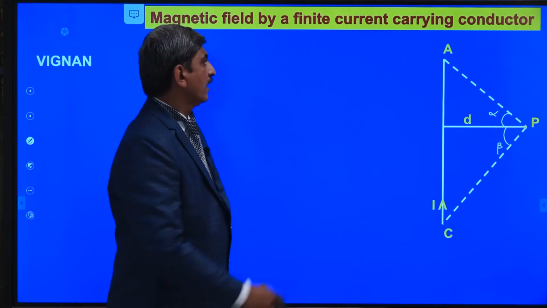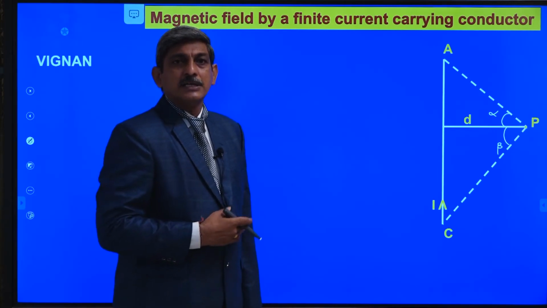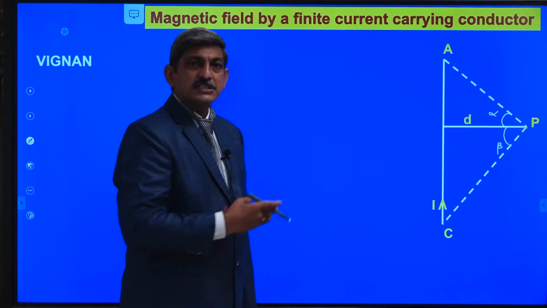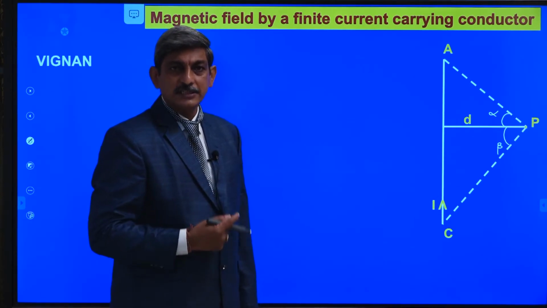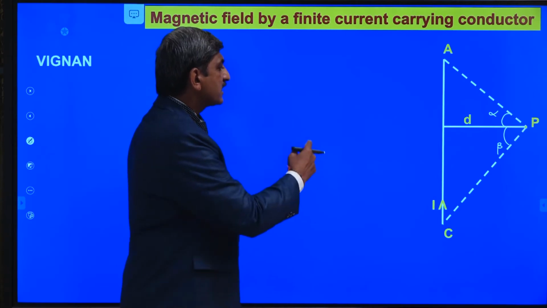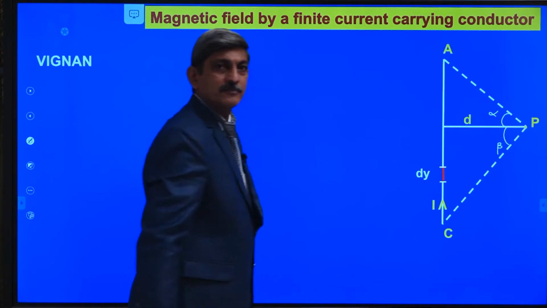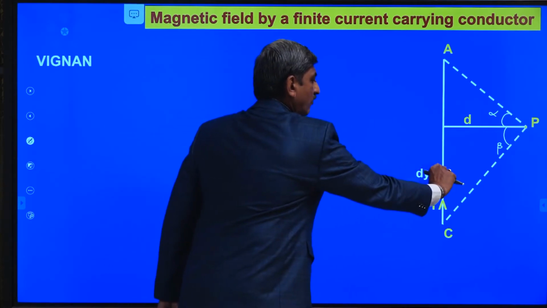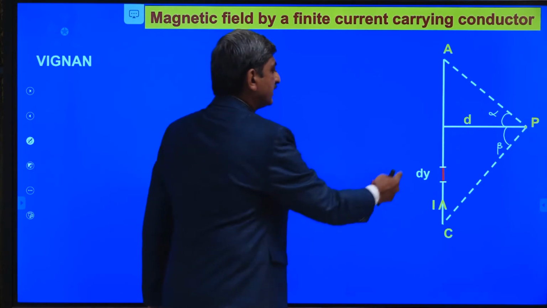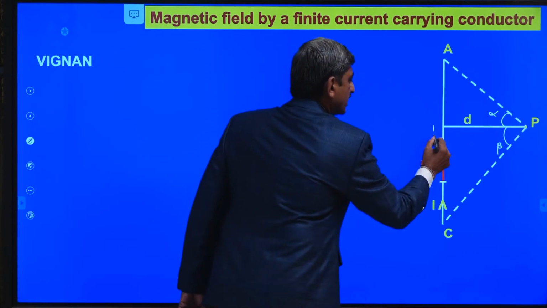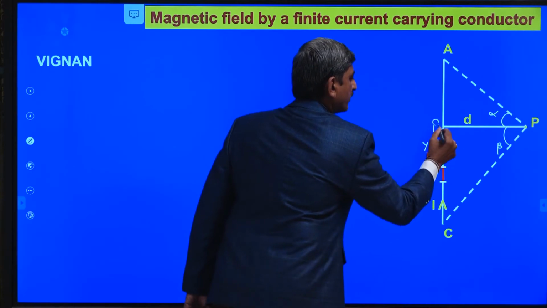Now to determine the magnetic field produced by this wire, I am going to first divide the entire wire into small elements. In those small elements, let us consider one element whose length is dy. This is the one element whose length is very small, let it be dy, which is at a distance of y from the point O.